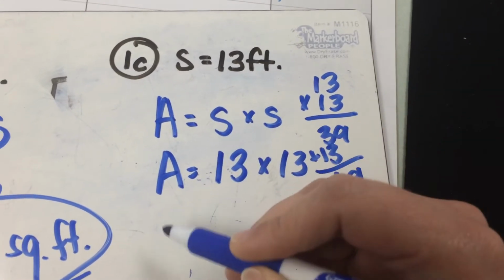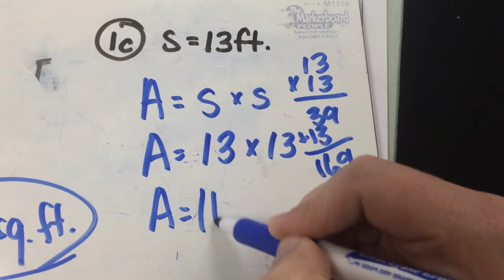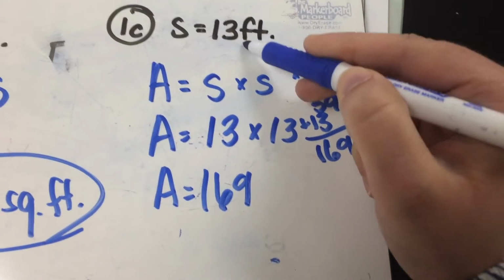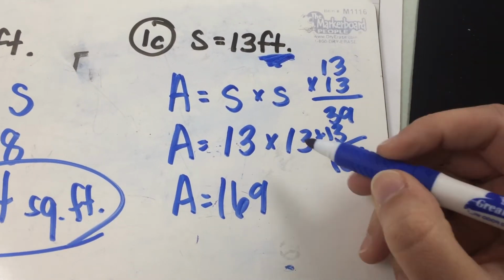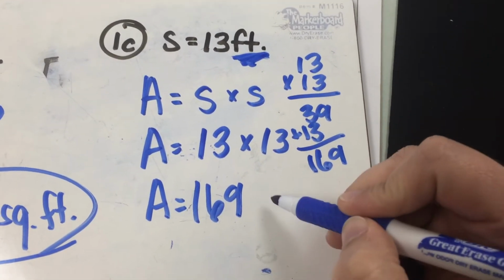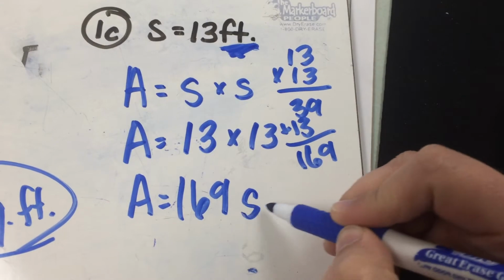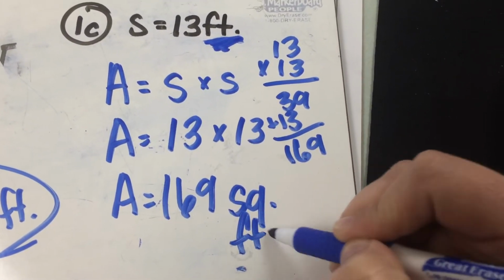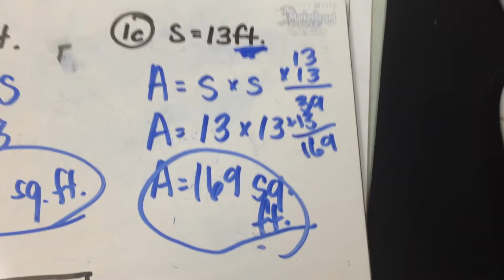6. 169. So A equals 169 what? What's my unit going to be? Each side is 13 feet long, but it's not just 169 feet. It's 169 square feet. Okay, there you go.